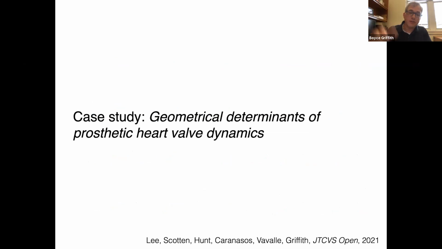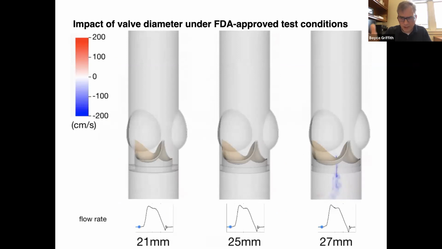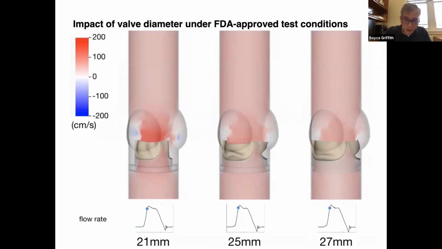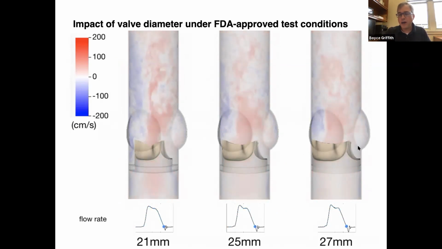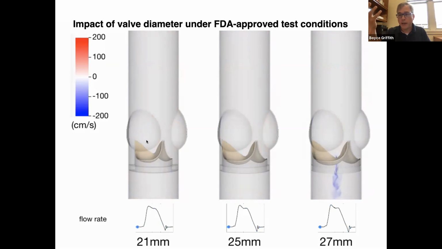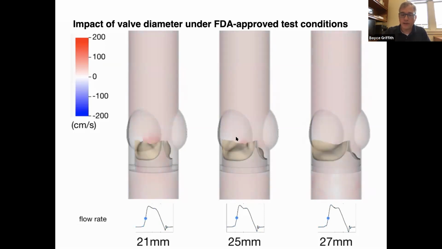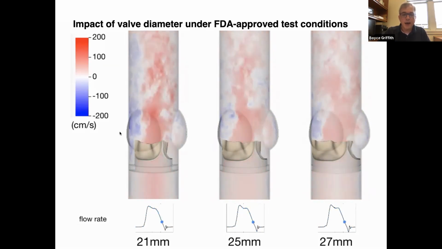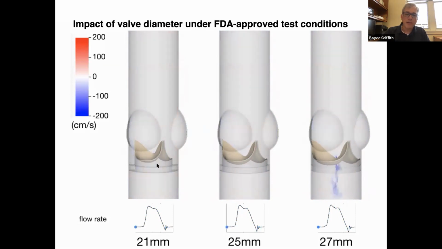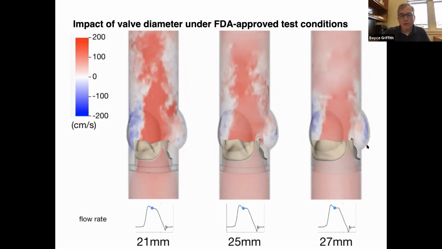Okay, so what can you do with this? One thing that we've used these models to look at is the geometrical determinants of prosthetic heart valve dynamics, the leaflet dynamics. I showed the valve was fluttering. So is the fluttering real? We looked at the dynamics of initially three different size valves where we had matching experimental data: 27, 25, and 21 millimeter valves. One thing that's striking in this comparison of simulations is that the smaller valve, I think it's very clear, flutters at a higher frequency than the larger valve.